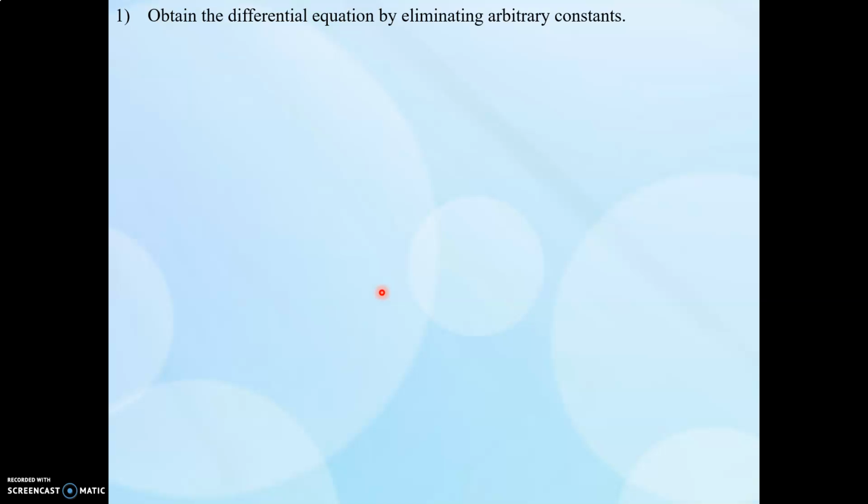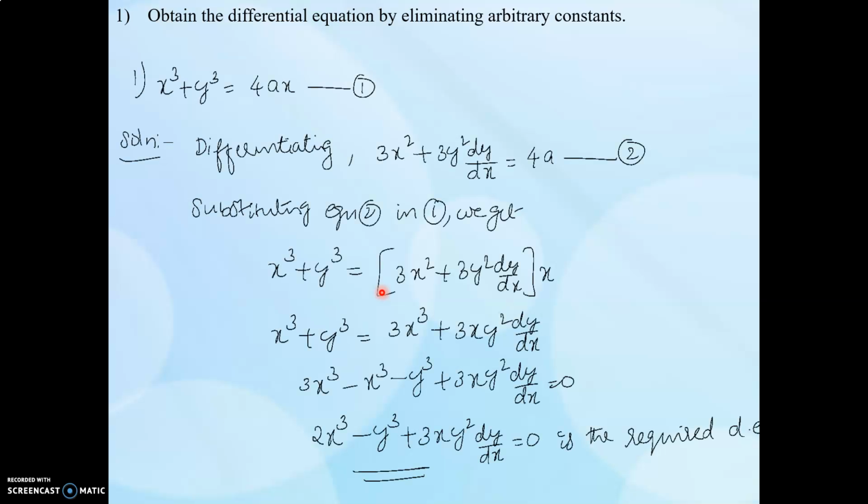Obtain the differential equation by eliminating the arbitrary constant. The first question is x cube plus y cube is equal to 4ax. Here only one arbitrary constant is present, a. So you have to take the derivative of this equation only once. That means dy upon dx you have to find out. Differentiating, 3x square plus 3y square dy upon dx is equal to 4a. This is equation number 2.